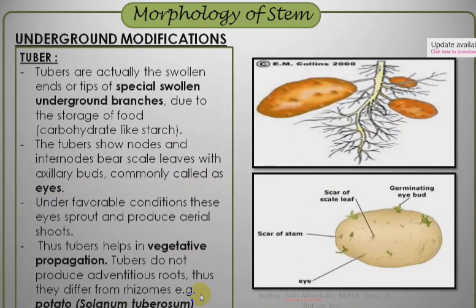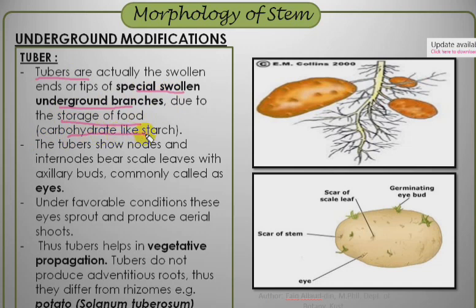Now the second type of underground modification of a stem is called a tuber. A tuber is a special type of stem. It is not like a normal stem. A normal stem grows erectly above the soil. It possesses green leaves, but the tuber is a special type of stem. It is a special swollen underground branch of the plant, and it becomes swollen. Why? Because of the storage of food, and the storage is in the form of carbohydrate.